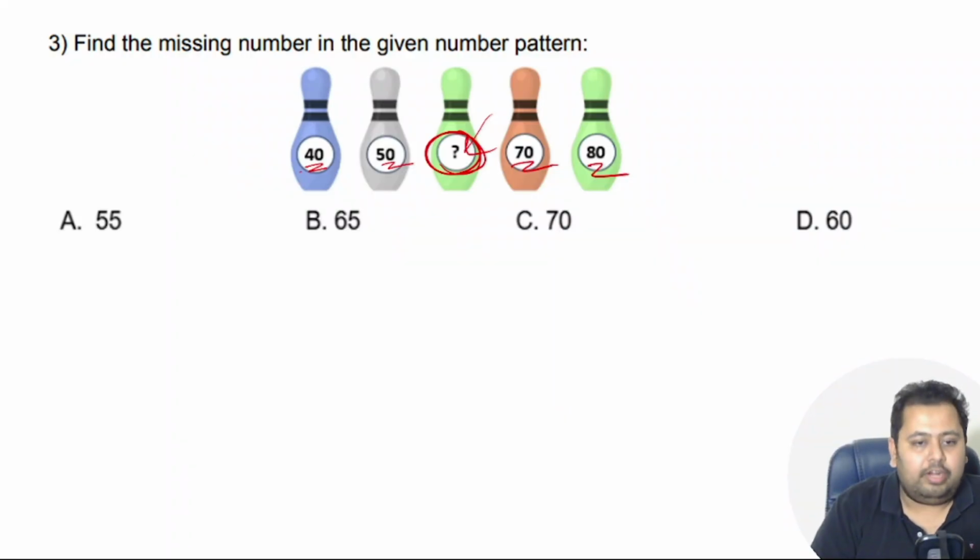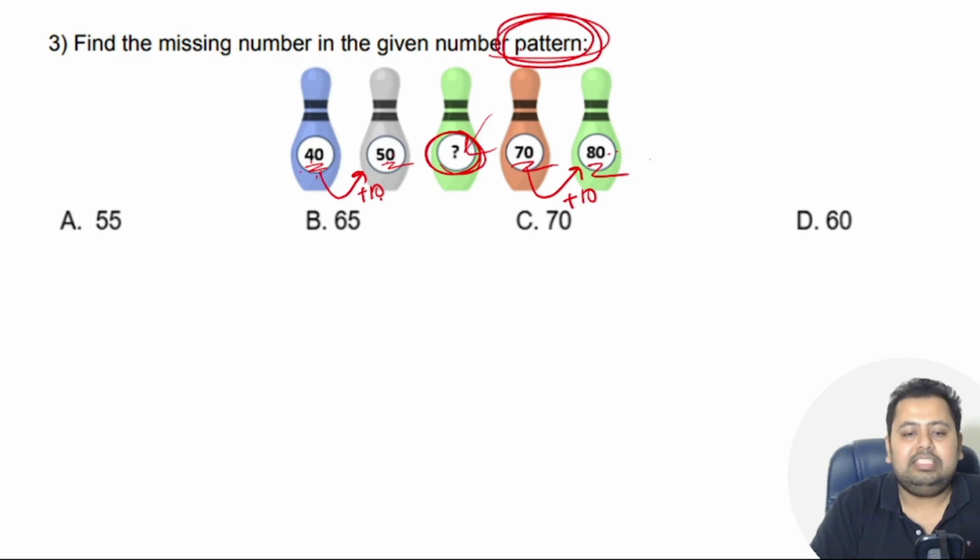Great. I hope you would have got it correct. So from 40 to 50, what we are doing is actually adding 10, right? So 40 plus 10 is equal to 50. Similarly, from 70 to 80, we are adding 10, right? Plus 10. So from 70 to 80, we are adding 10 to 70 to get 80. Now, there is a pattern, right? The question says there is a pattern.